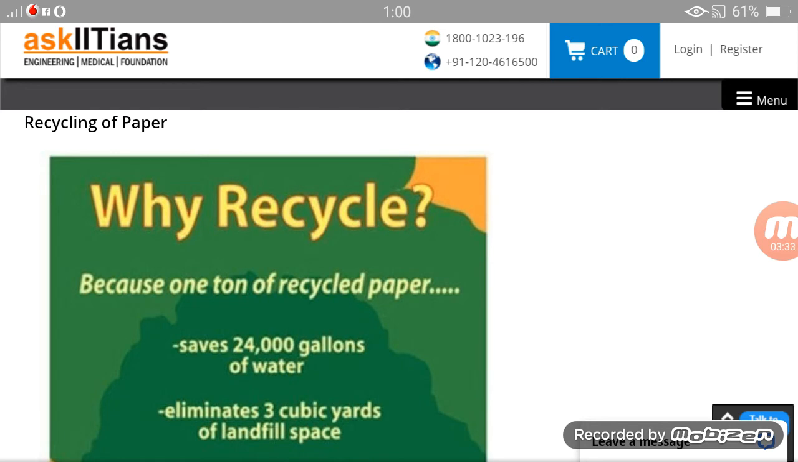Then we will study about recycling of paper. First let me tell you why we need to recycle paper. As you know, paper is obtained from trees and from forests. Many trees are there in the forest, so paper is ultimately obtained from the forest, and for that trees are cut down, then they are processed in the industries and factories where paper is made. So ultimately trees are cut down for it. So we should recycle paper so that no more trees will be cut down.